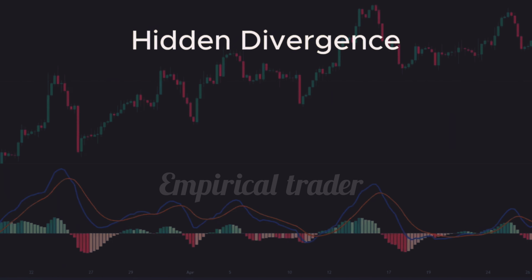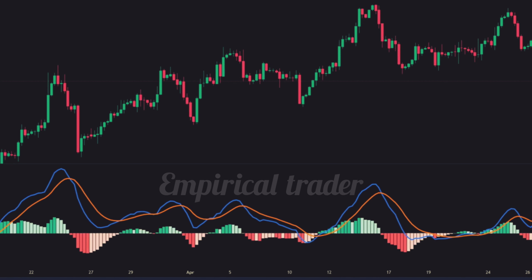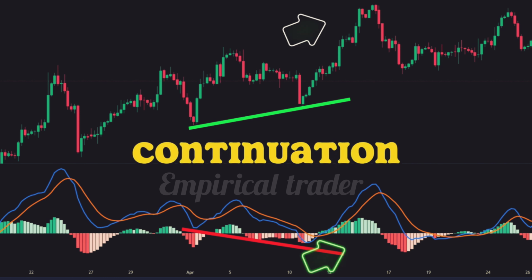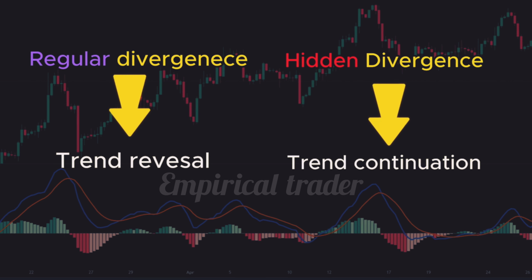The second type of divergence is the hidden divergence. A bullish hidden divergence is characterized by price forming higher lows and the indicator forming lower lows. Just like it happens on the chart. This signals continuation. Please remember, the regular divergence signals a trend reversal and the hidden divergence signals trend continuation.